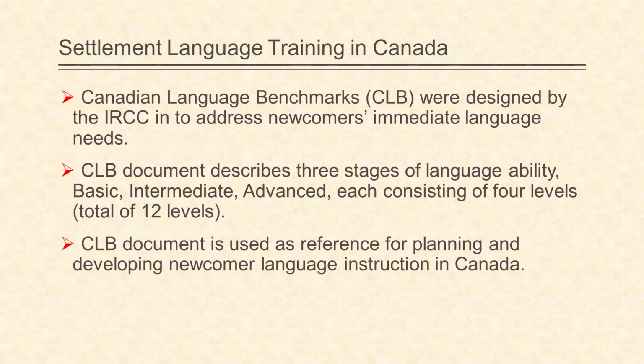The Canadian Language Benchmarks, or CLB document, defines the 3 stages of language learning: basic, intermediate, and advanced, each with 4 levels that describe a continuum of language competencies and skills. There are performance tasks through which learners demonstrate their knowledge and abilities. The document is used as a national reference for planning and developing language instruction in different contexts, and a framework for learning, teaching, and assessing language ability for adult ESL learners in Canada.